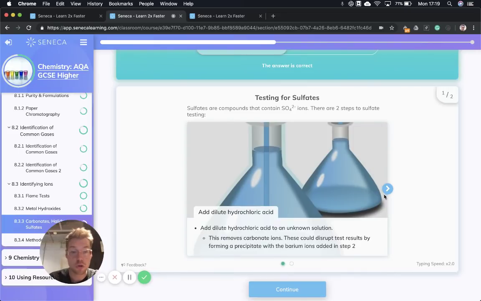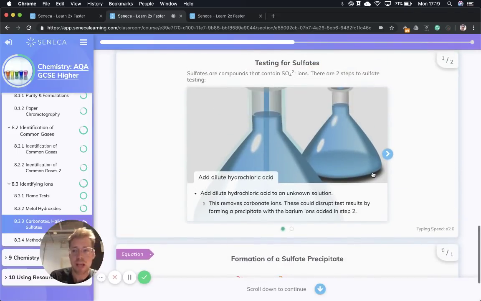So we're going to test for sulfates next. And this is our final thing to go over. Are you excited? I'm so excited. I'm so ready. I'm pumped. To test for a sulfate, SO4 2- ions, we add dilute hydrochloric acid.